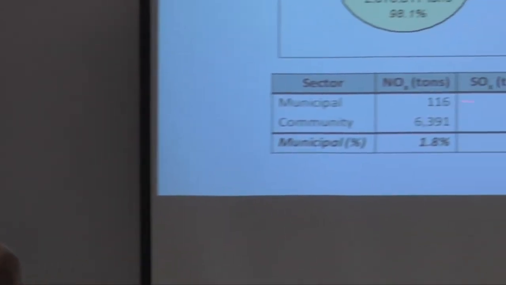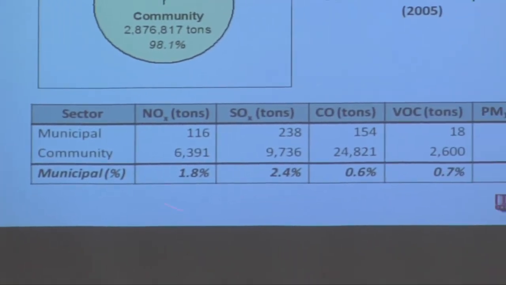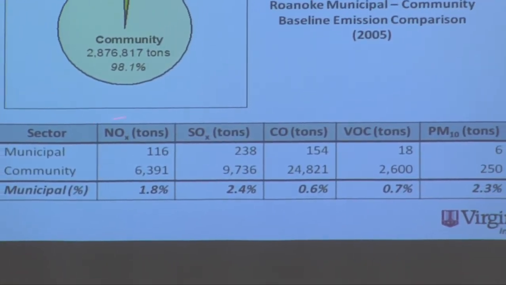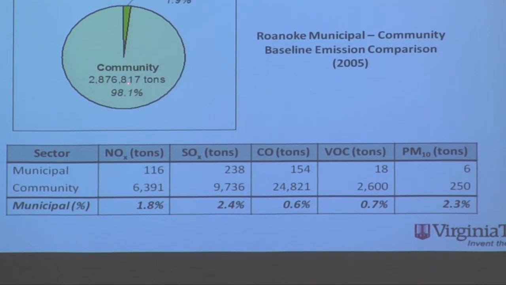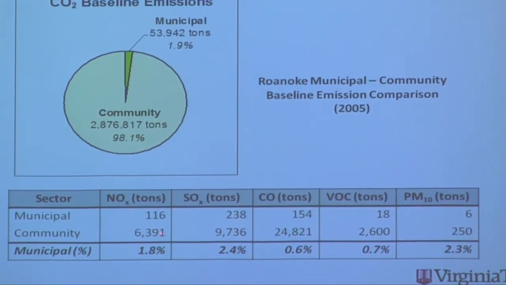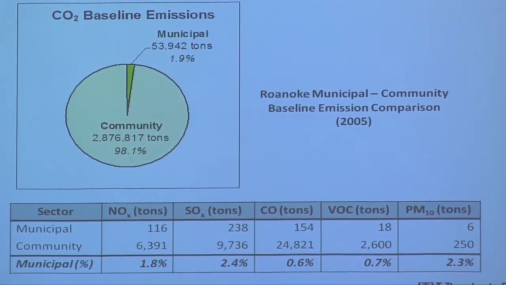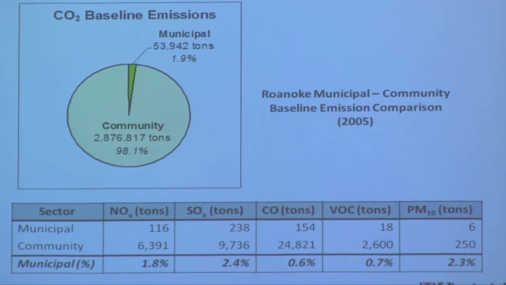The same thing happens when these are the criteria air pollutants, okay? The municipal piece is less than 2% for all of these things. These numbers are obviously much, much smaller. We're putting out a lot of carbon dioxide, a lot less nitrogen oxide, sulfur dioxide, carbon monoxide, okay?